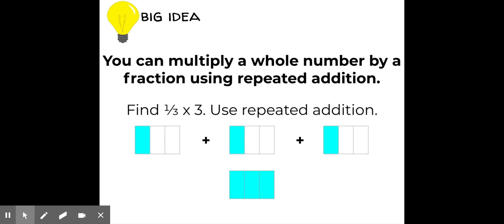For our big idea today, we're going to multiply a whole number by a fraction using repeated addition. If I want to find 1/3 times 3, I could use repeated addition. I can make models and repeatedly add them to find the answer. And we'll come to more of this in just a couple of minutes.